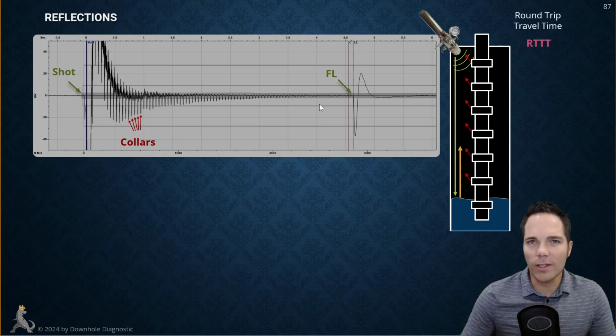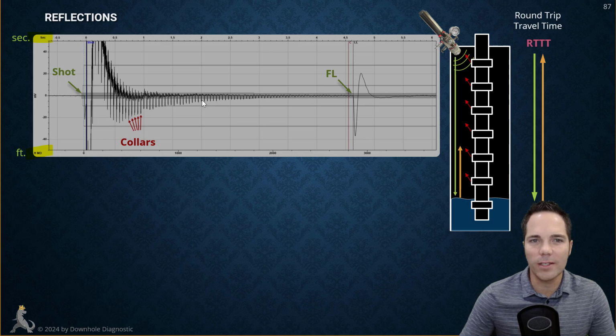So there's something very important called the round trip travel time. What do you think that means? Well, it's the travel time for it to go round trip. What's round trip? The pressure wave goes down, reflects off the fluid level, and comes back. So the round trip travel time is how long it takes to get to the fluid level and back. That is displayed up here on this upper axis, in seconds, and it's not just for the fluid level. You can look at the round trip travel time for any kick, any collar. If I wanted to know the round trip travel time of this collar, I'd go up here and it's 2 seconds. That's how long it took to go down and back up to that particular collar.